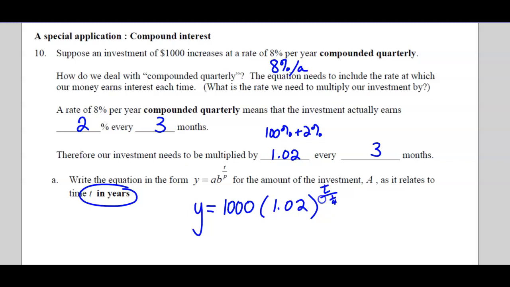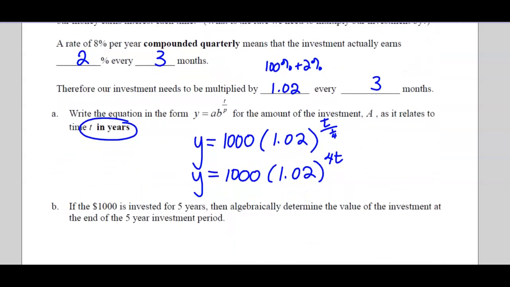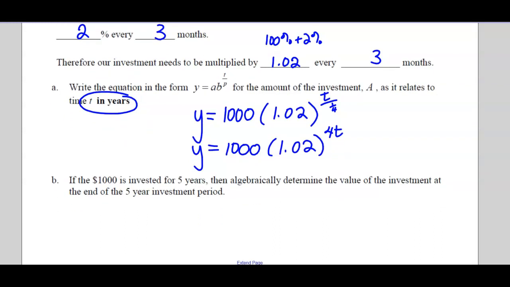Okay, so how would we show that a little nicer? It would be 1.02 to the 4t. Okay. So if now we're told that we're going to invest for 5 years, then 5 is our t.